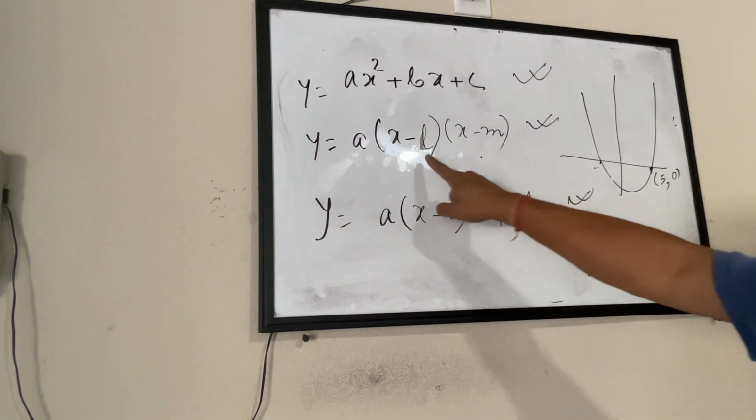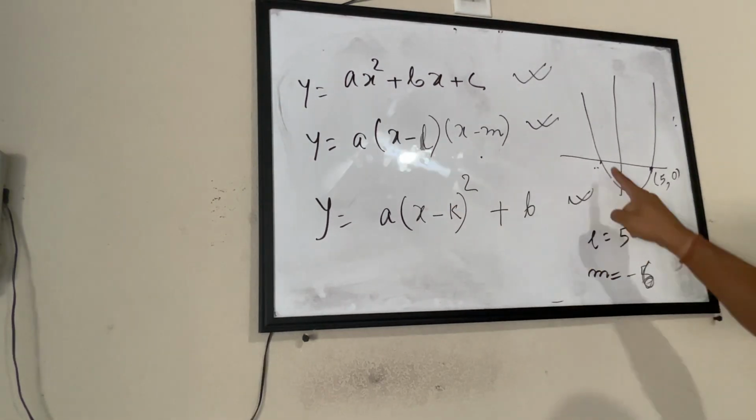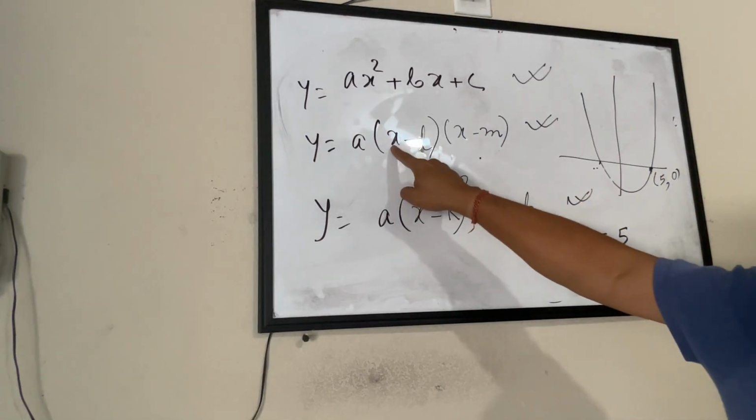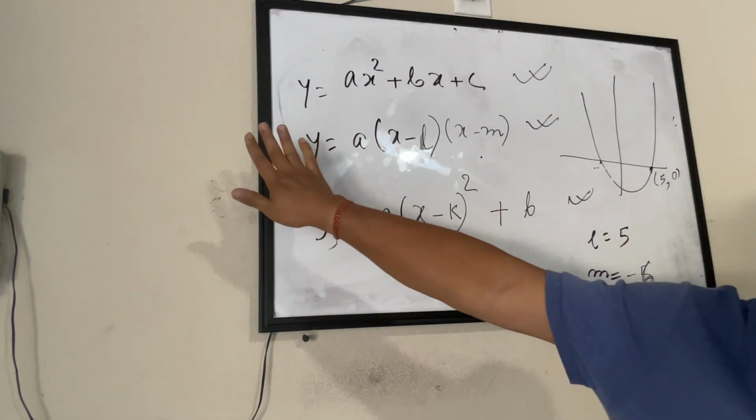So L and M are two values of x where it's meeting the x-axis, meaning if x is equal to L, this part will become 0, eventually y will be 0.